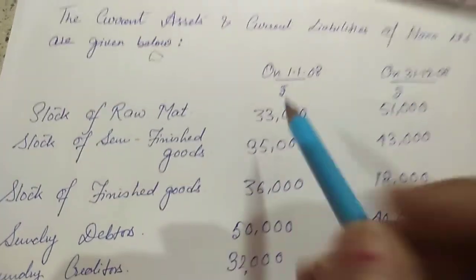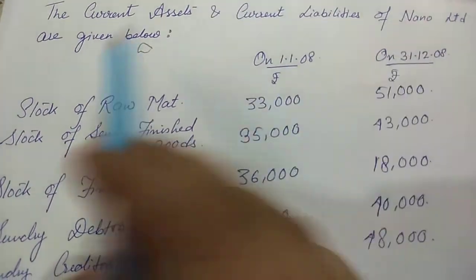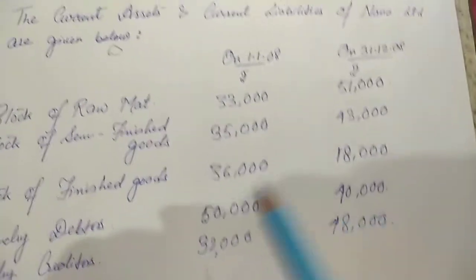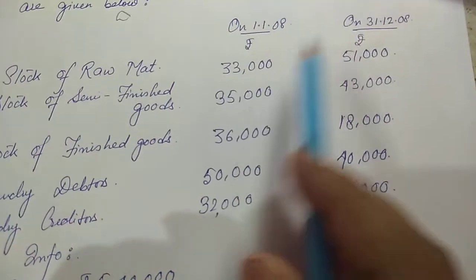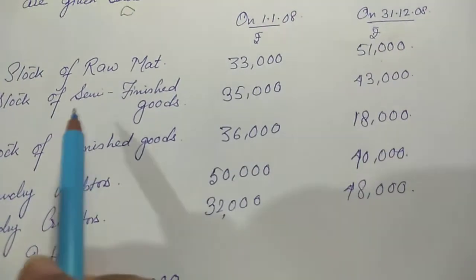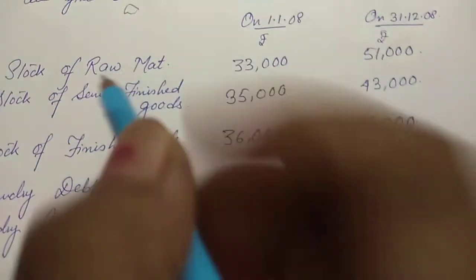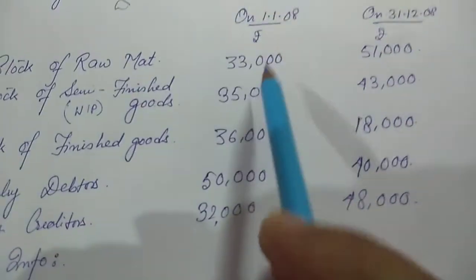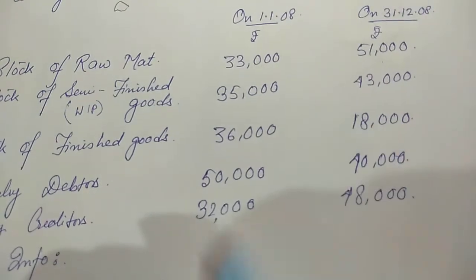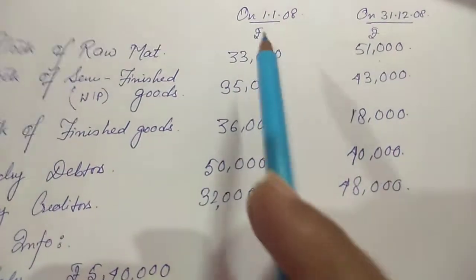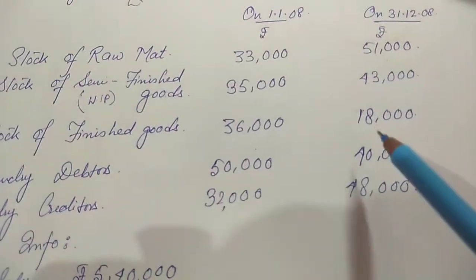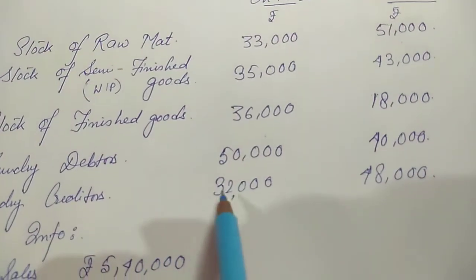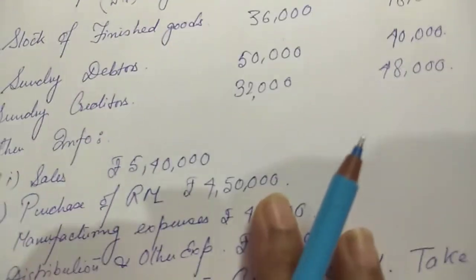The current assets and current liabilities of Nano Limited are given below. Stock of raw material, this is my opening stock of raw material, this is my closing stock of raw material. Stock of semi-finished goods, semi-finished goods means WIP. Opening stock of WIP, closing stock of WIP. Stock of finished goods, opening stock of finished goods, closing stock of finished goods. Sundry debtors, opening debtors, closing debtors. Creditors, opening creditors, closing creditors.